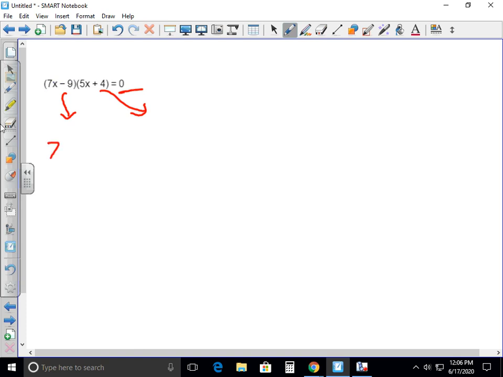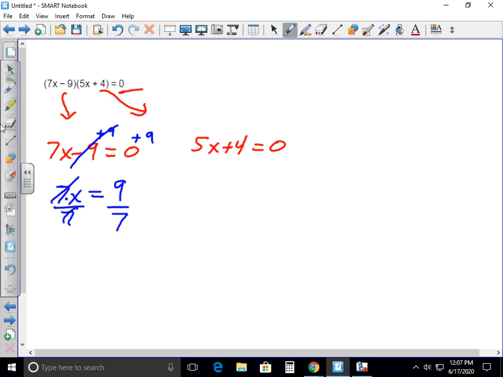We're looking for what makes 7x minus 9 equals 0, and what makes 5x plus 4 equals 0. So we have to get x completely by itself. So remember the way we do that, we get the variable part by itself first. So add 9 to both sides. That gives us the 7x by itself. And then to get the x by itself, the opposite of multiplying is to divide. So x is 9 over 7.